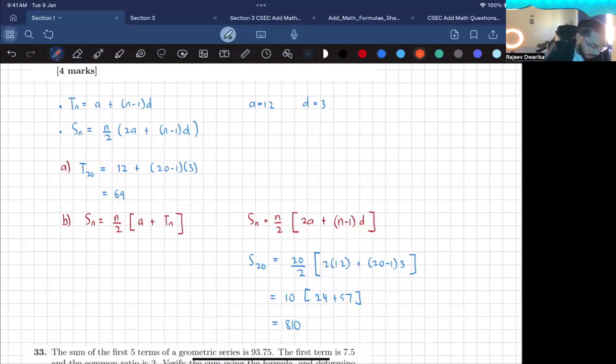So on the outside, you could write back what T of n is equal to real quick. T of n would be equal to a plus (n minus 1) d. And we want to find T20. Well, we already know what T20 is. In the previous part, we found that.